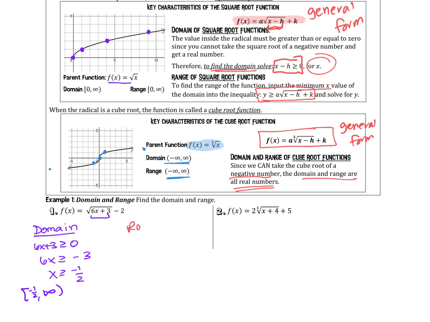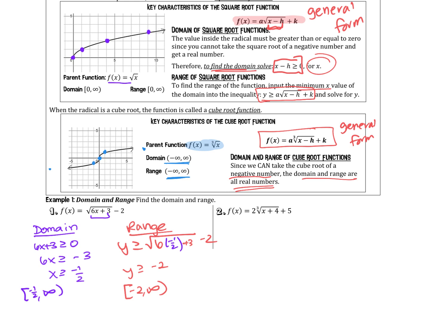To find the range, we're going to look at how this new domain restriction affects our outputs. So to find the range, we're going to say y has to be greater than or equal to what I get if I plug that value in. Now, like I said, by plugging that value in, I'm going to get 0 inside the square root. So that's going to give me that y has to be greater than or equal to negative 2. And I'm going to write that in interval notation.